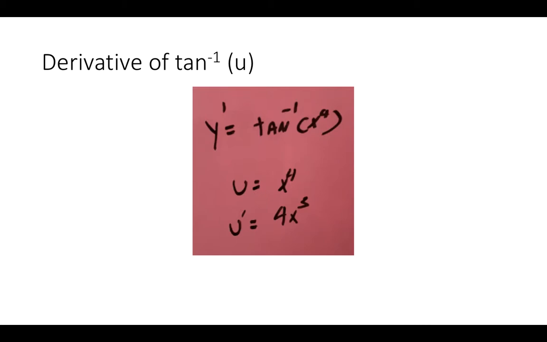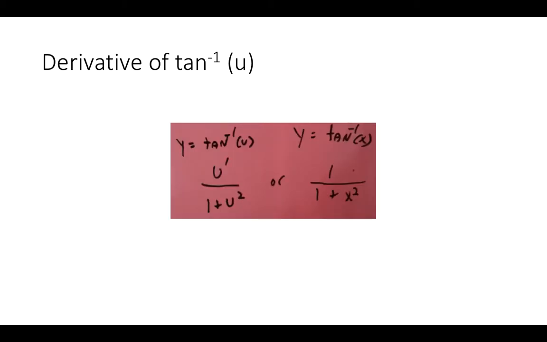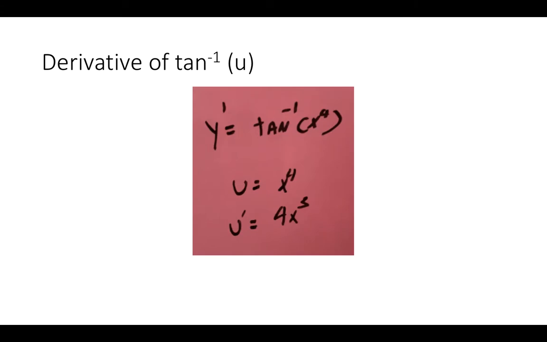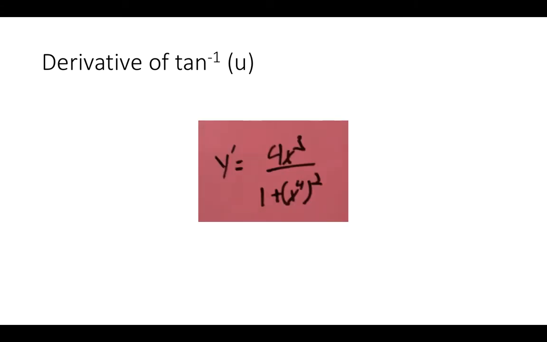What are we going to do? Just simply plug and chug. And depending on how it looks, you do some algebraic manipulation, and then you get the derivative, which is the derivative of whatever inverse tangent you have. So we plug and chug, and we get this. The numerator is u prime, 4x to the third, and the denominator is 1 plus u squared. In our case, it's 1 plus x to the fourth, squared.